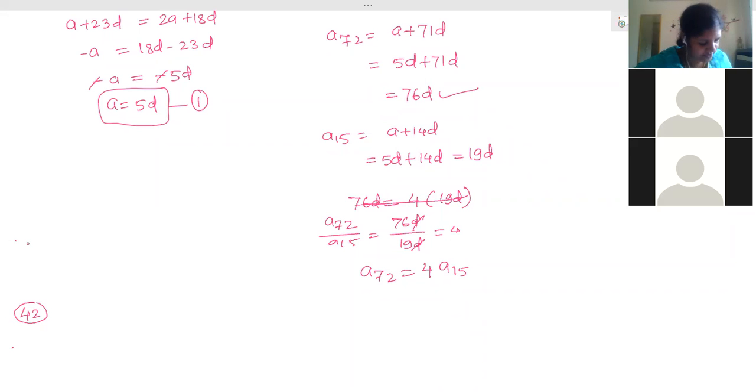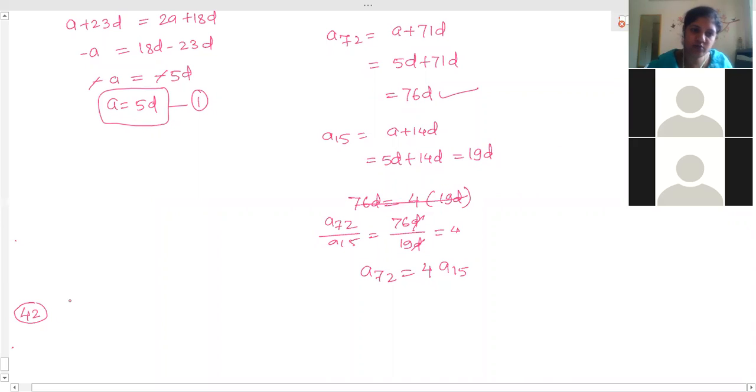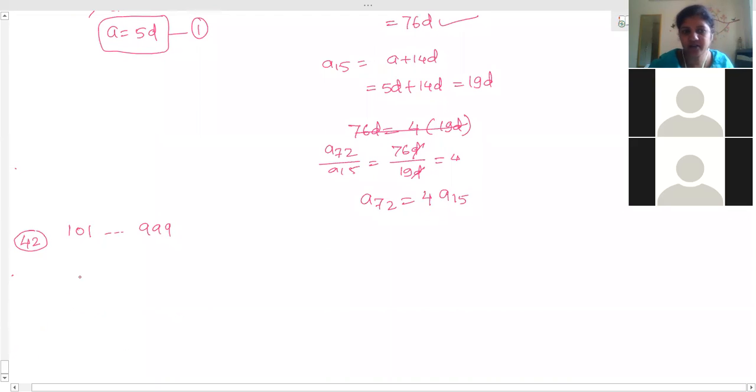So it is starting from 101. Total numbers, they are asking us to take from 101 till 999. The first number which is a multiple of 10 is 110, then 120, 130, and the last number is 990. Then find the position of 990.